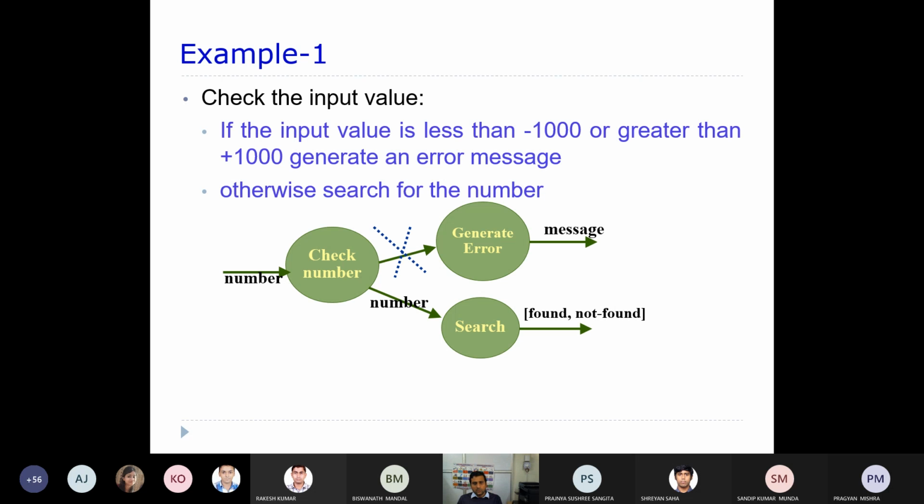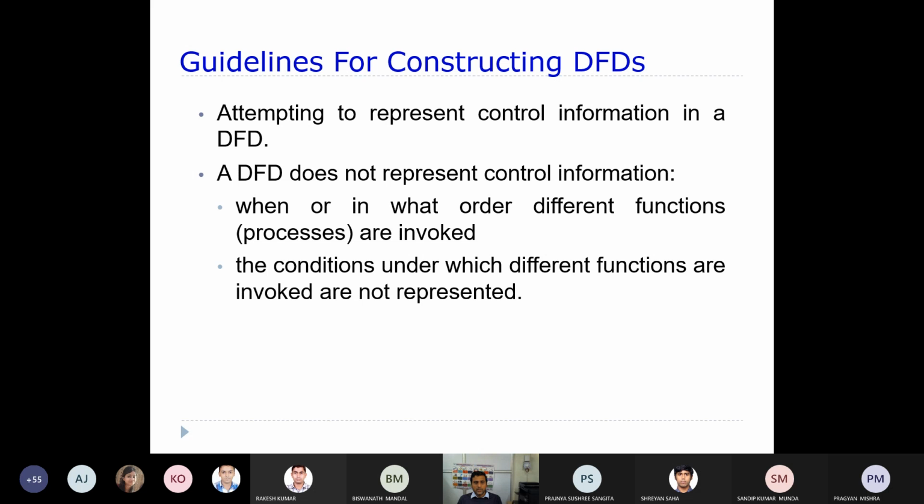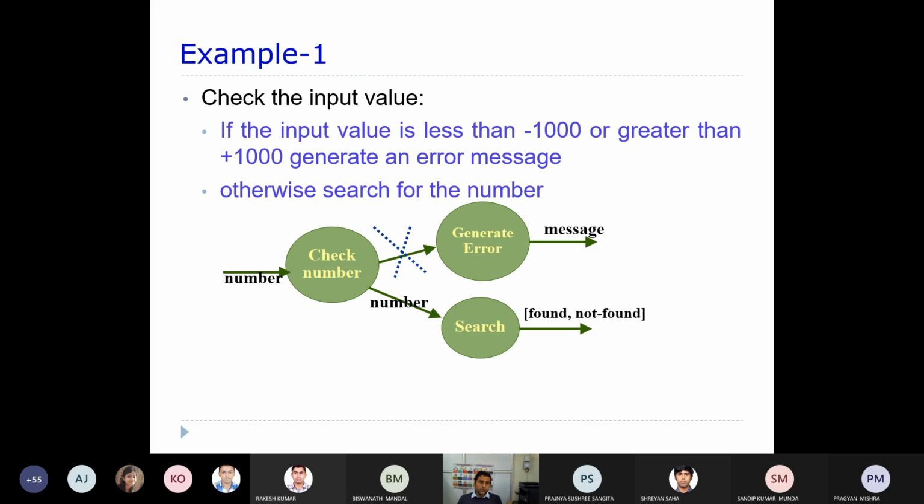Let's say you wanted to have this sort of thing, such as checking the input value. Sometimes you check whether the number that you have entered is valid or not. If it is valid, then only you do these things; if it is not valid, then you do something else. These sort of things we are not representing in the DFD.